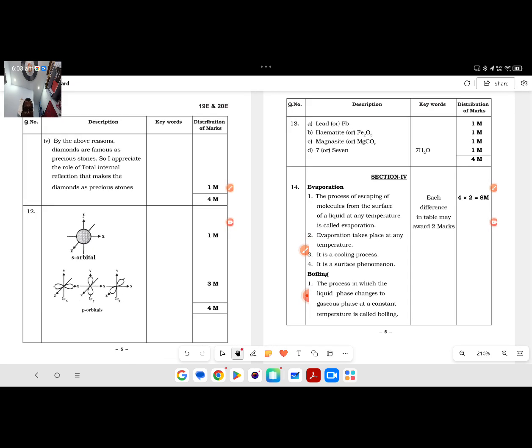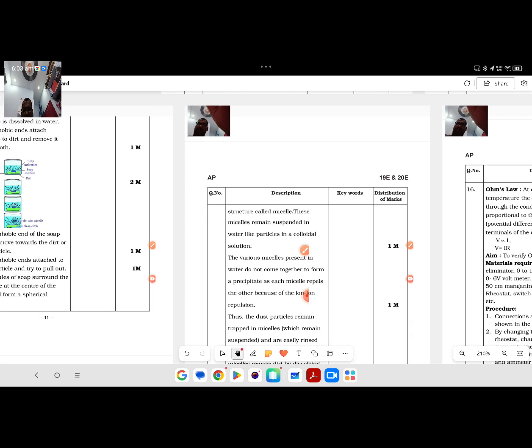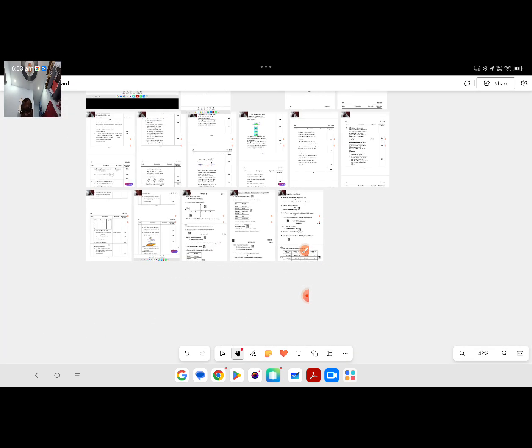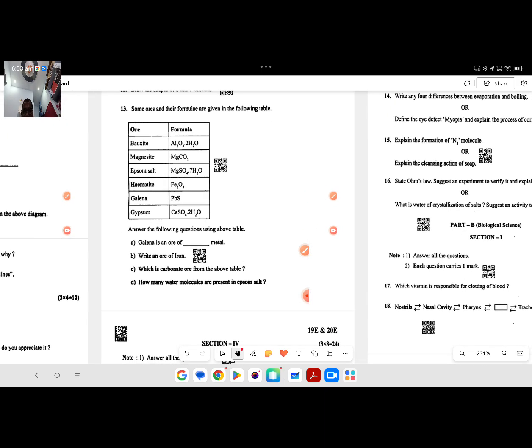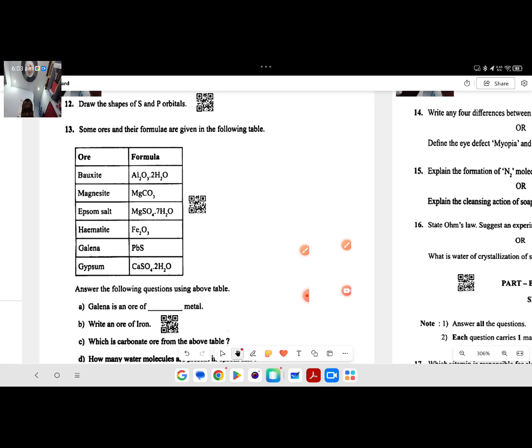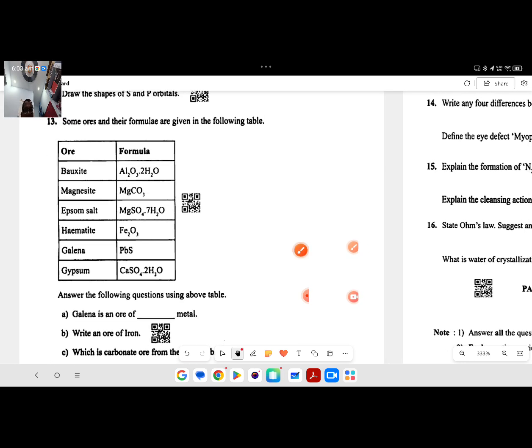And 13th question, we have a tabular question. We will just go to the 13th question. You will understand the type of question also. This is the 13th question. Alright. So some of the ores and their families are given in the table. Remember, one table question is compulsory. Table question is compulsory. So directly you can get the answer from it.